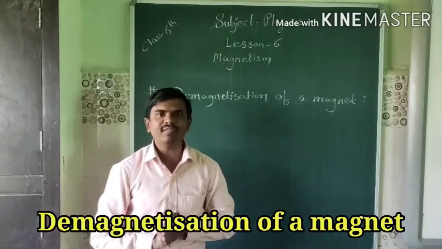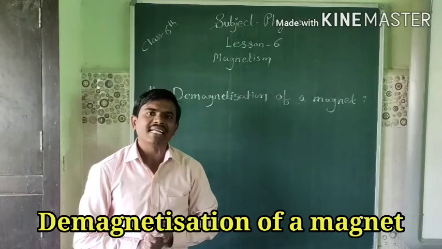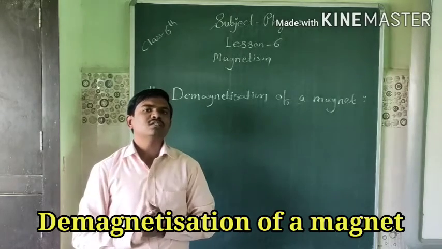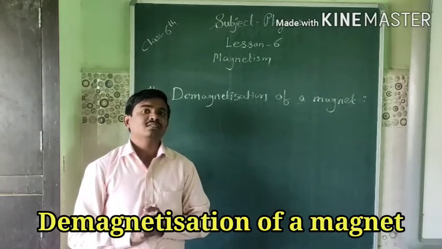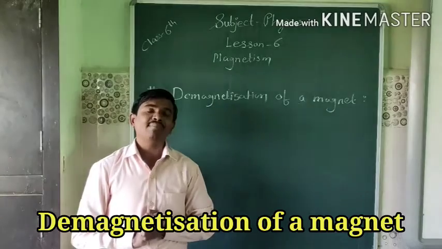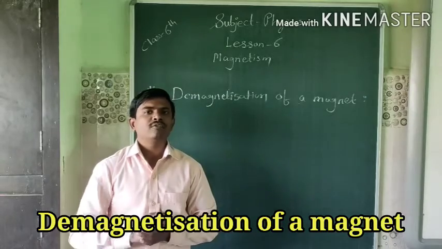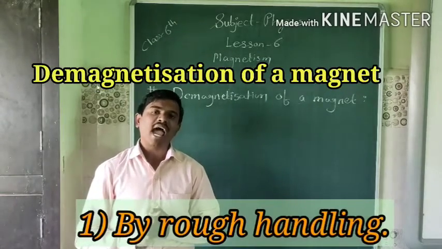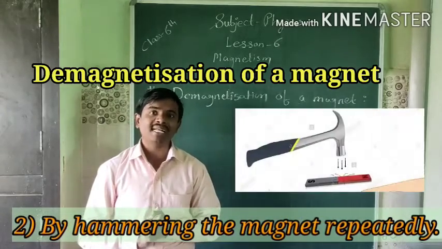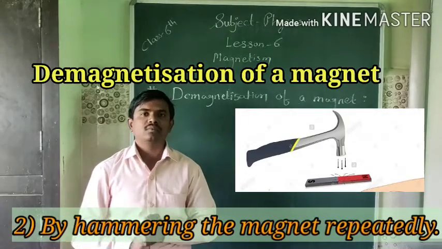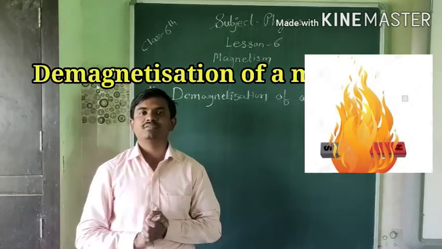Now students, I will teach you demagnetization of a magnet. So students, a magnet can be demagnetized. That is, the magnetic properties of a magnet can be destroyed in the following ways. First, by rough handling. Second, by hammering the magnet repeatedly. Third, by heating the magnet to a high temperature.